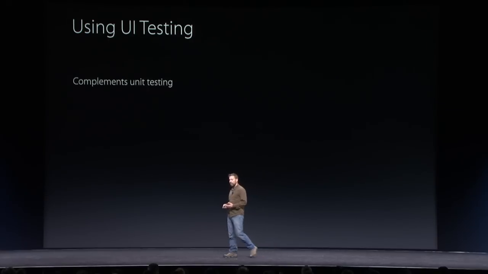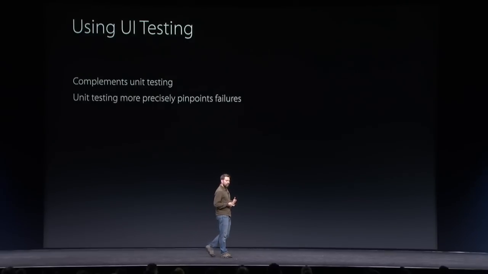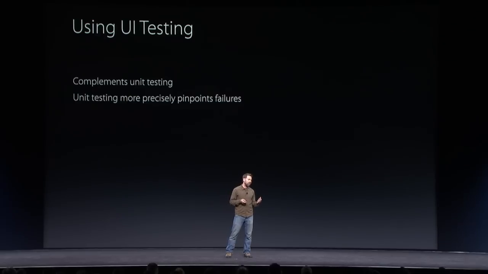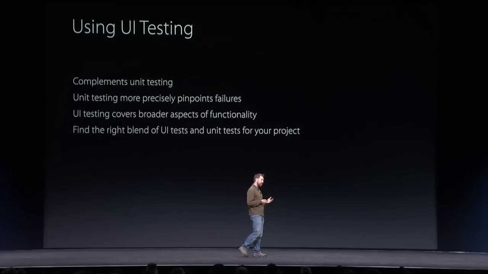So UI testing is obviously a huge expansion of the kind of testing you can do for your applications. So when do you use it? We've got unit testing already. UI testing is a complement to unit testing, not a replacement. You should continue to use unit testing for your model objects and your controller logic, because unit testing will more precisely pinpoint failures when they happen in your code. UI testing allows you to cover much broader ranges of functionality, but tracking down the failures can be more challenging. So it's a balance in your project of finding the right blend between unit testing and UI testing.